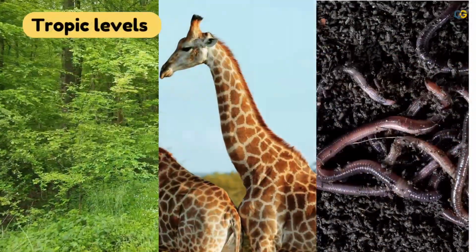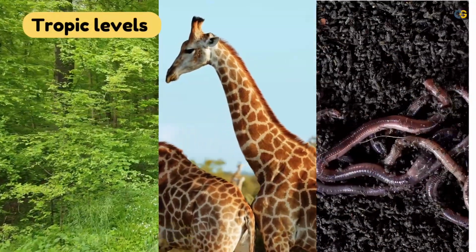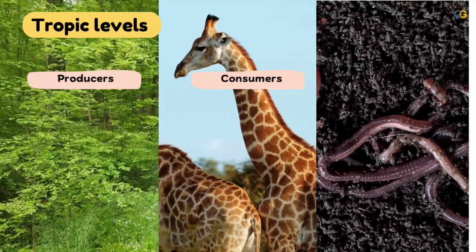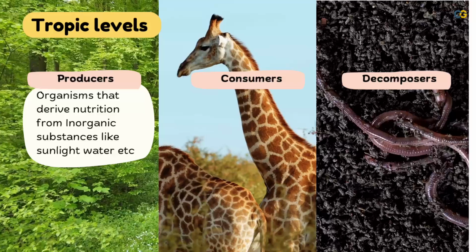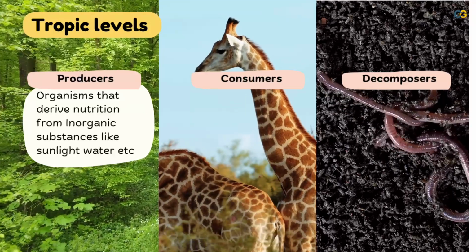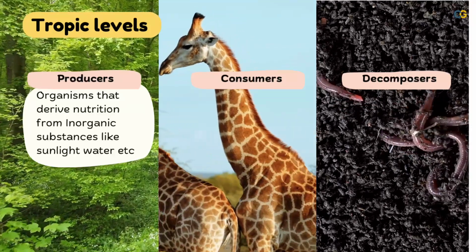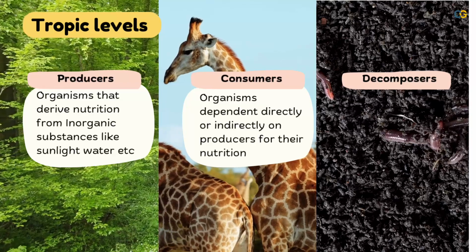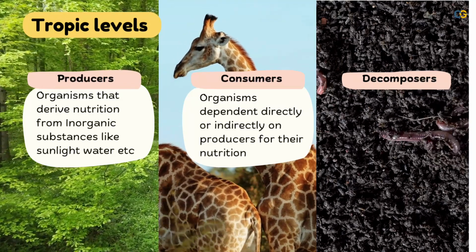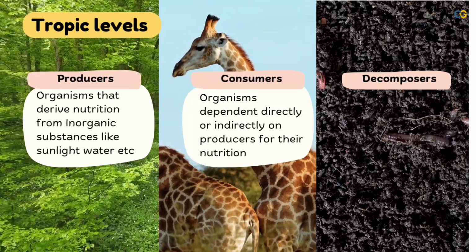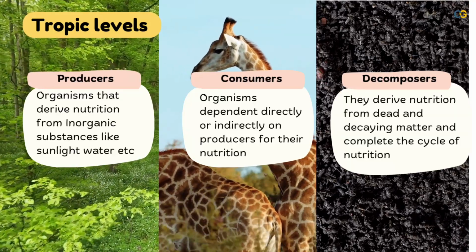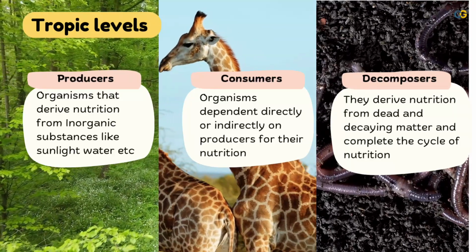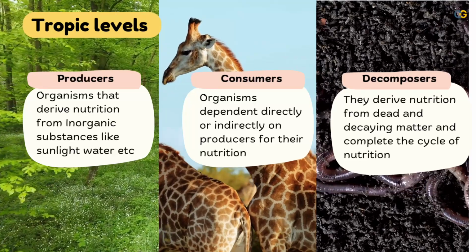In each ecosystem, there are three main trophic levels: producers, consumers, and decomposers. Producers are organisms that derive nutrition from inorganic substances like sunlight, water, etc. Consumers are organisms that are dependent directly or indirectly on producers for their nutrition. Decomposers derive their nutrition from dead and decaying matter and complete the cycle of nutrition.